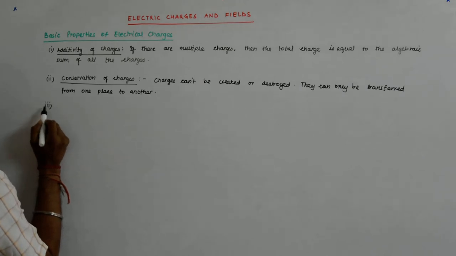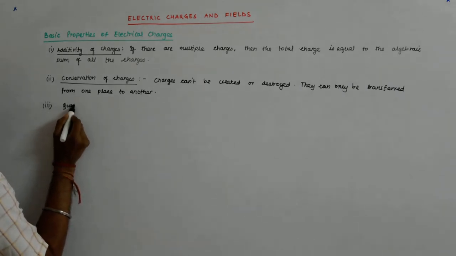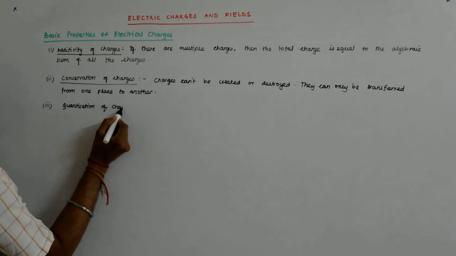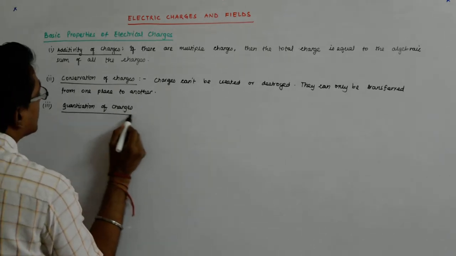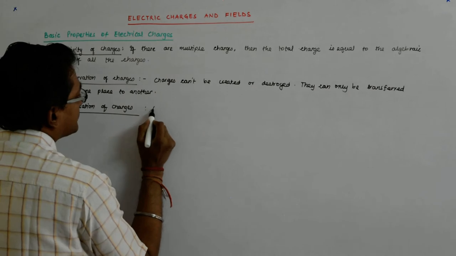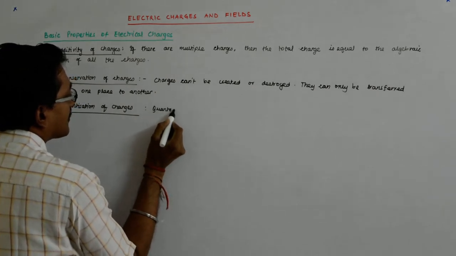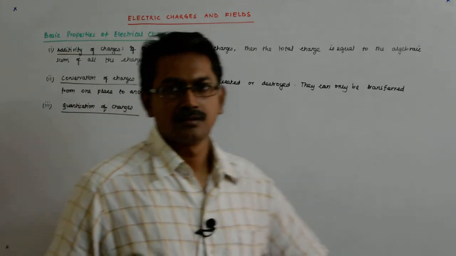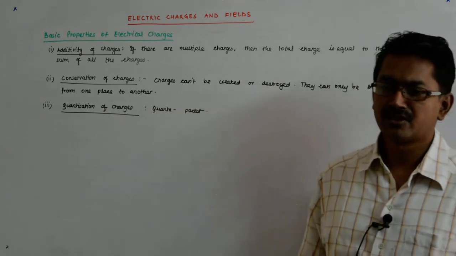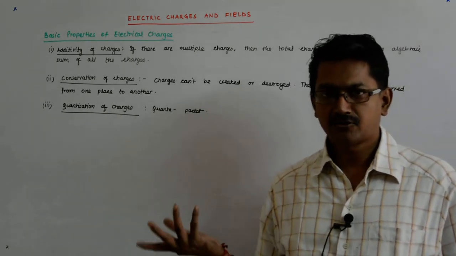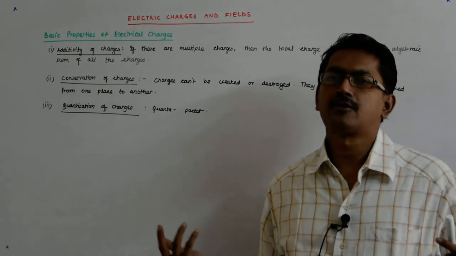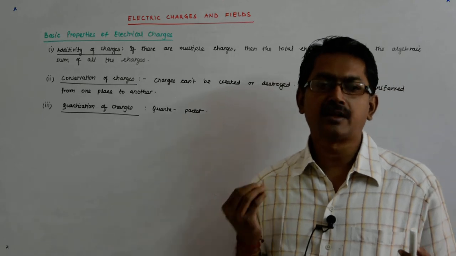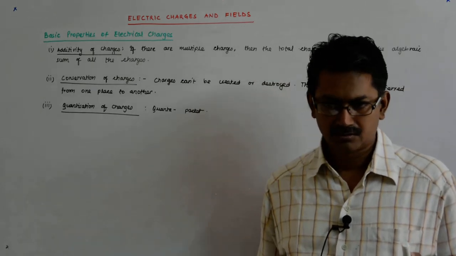And the third thing that we see is the quantization of charges. What is a quanta? Quanta is a packet. Just think like this. You go to a general store, you ask for sugar, and they say they have got sugar in 500 gram packs. So you will be able to buy sugar only in multiples of 0.5 kg. Is it not?